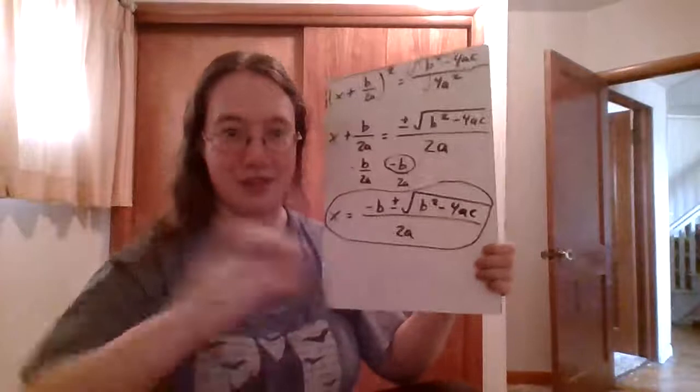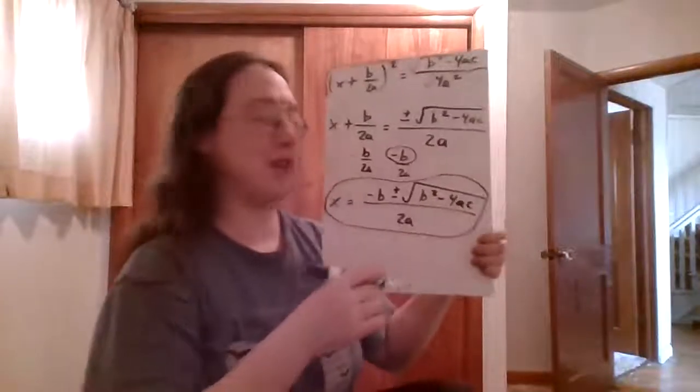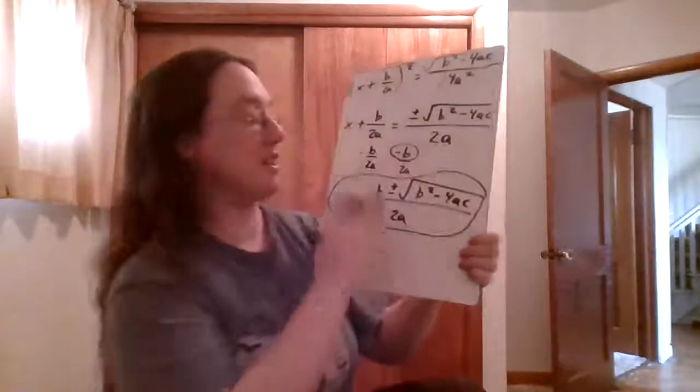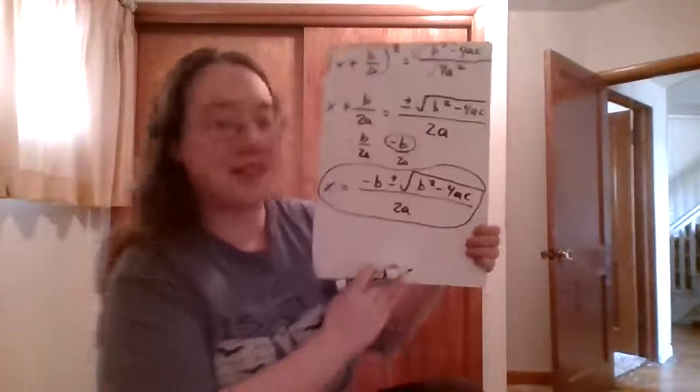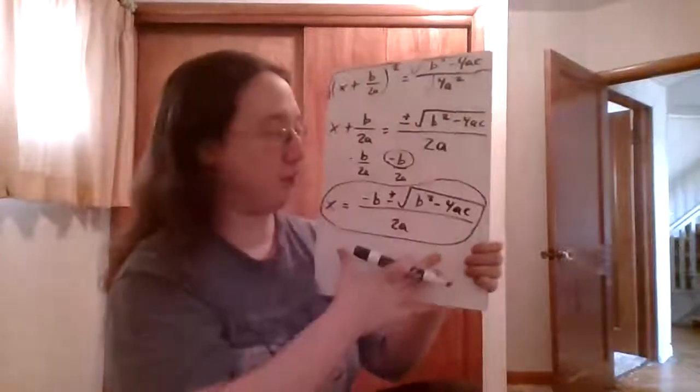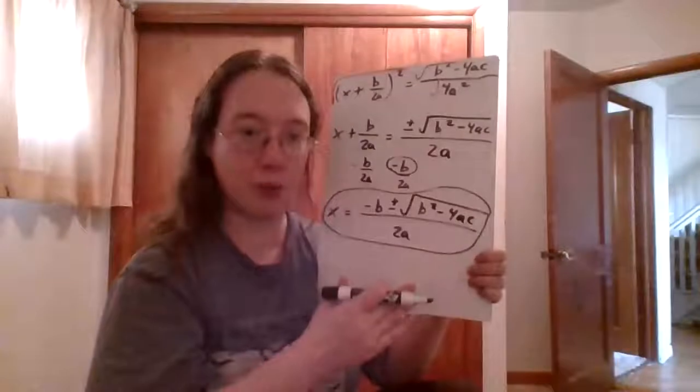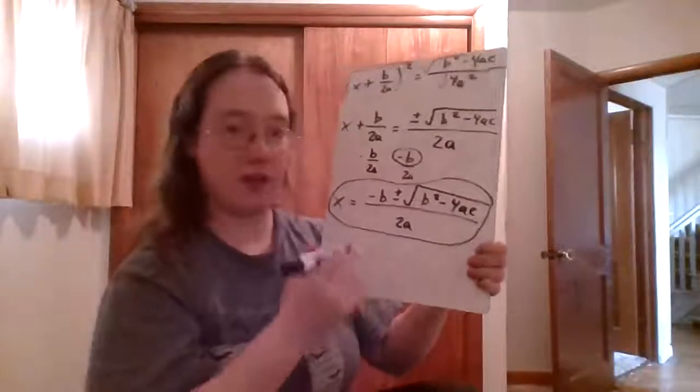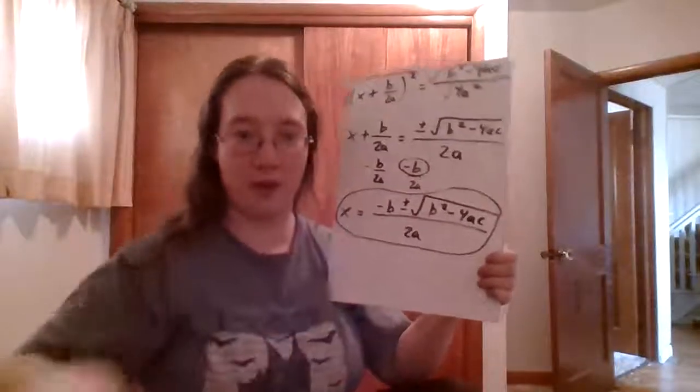There's not a homework assignment that goes with this video, but just in case you wanted to know where it came from, it didn't come out of nowhere. It actually comes from doing the completing the square process on something with just variables. So that's where that formula is coming from.